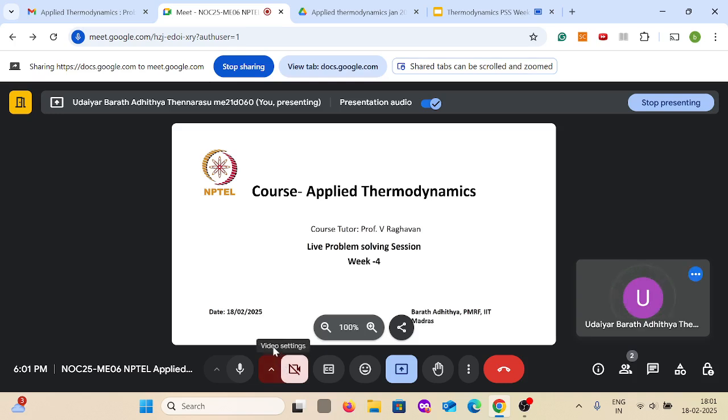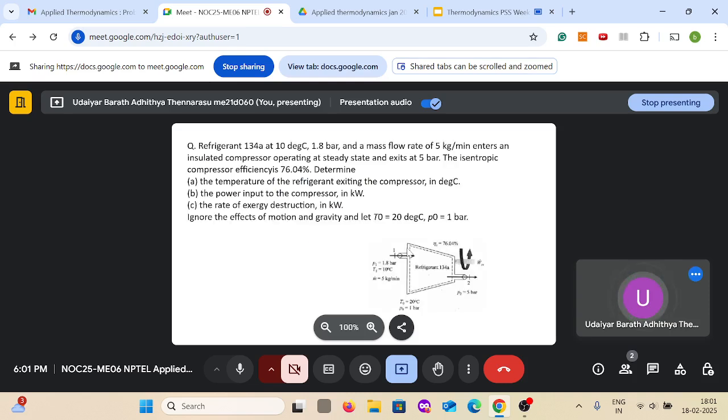So this is week 4 of Applied Thermodynamics course. This week we'll see, for control volumes, how to do an exergy balance and exergy destruction, exergy efficiency and so on. So I have prepared some problems on an open system or a control volume system. So we'll look into some of the problems.